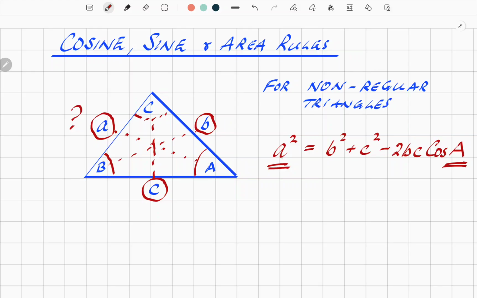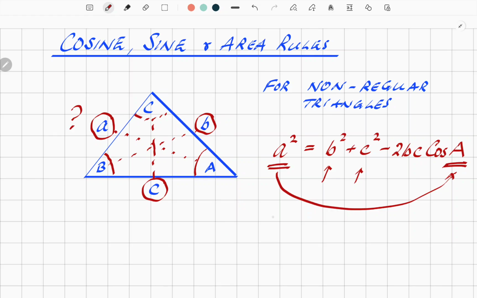So effectively, if I want to find a particular side, it doesn't matter which side, I take the squares of the other two sides, add them, and then do the minus 2bc or whatever it is that I want. But the angle here has to relate to the side that I want to find. That is the crux of the cosine rule. Does that make sense? So you can easily rearrange that.